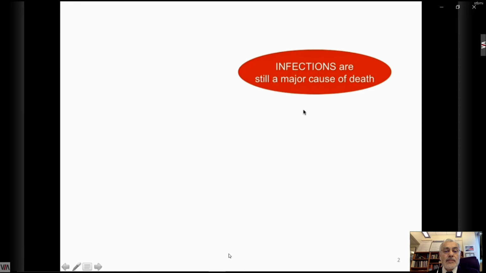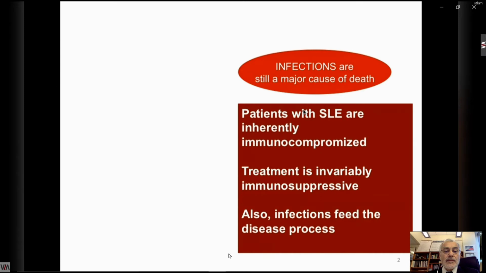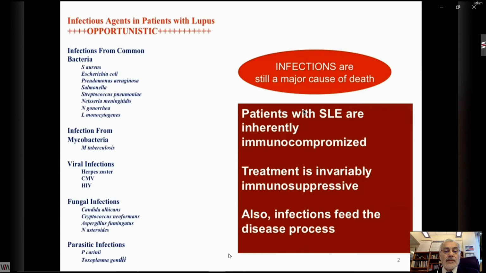Because this is a clinical meeting, and just to point out how all this started, I want to share with you something you know, that the major cause of death in patients with lupus is infections. Patients with systemic lupus erythematosus are inherently immunocompromised. Obviously, the treatment that we provide to these people immunosuppresses them and exposes them further to infectious agents. As you all know, infections also feed the autoimmune response.